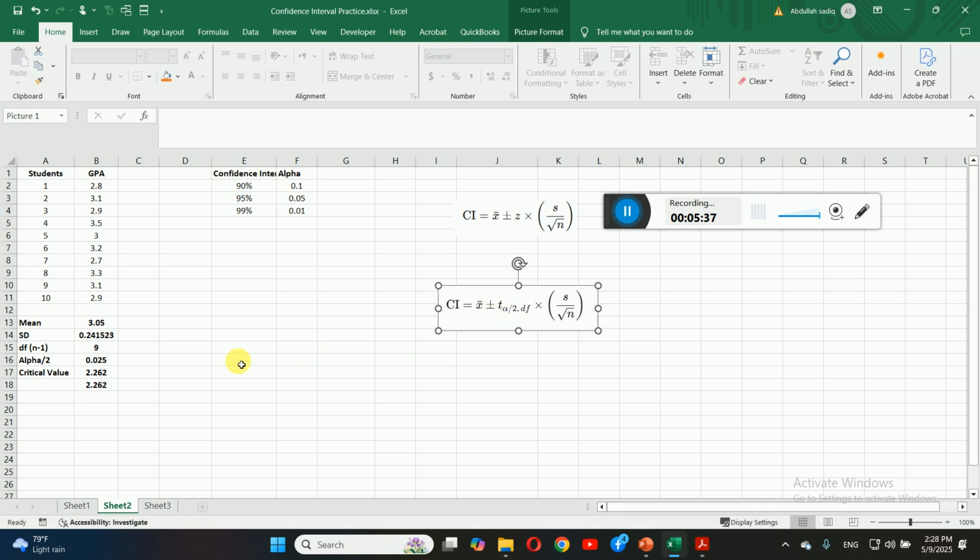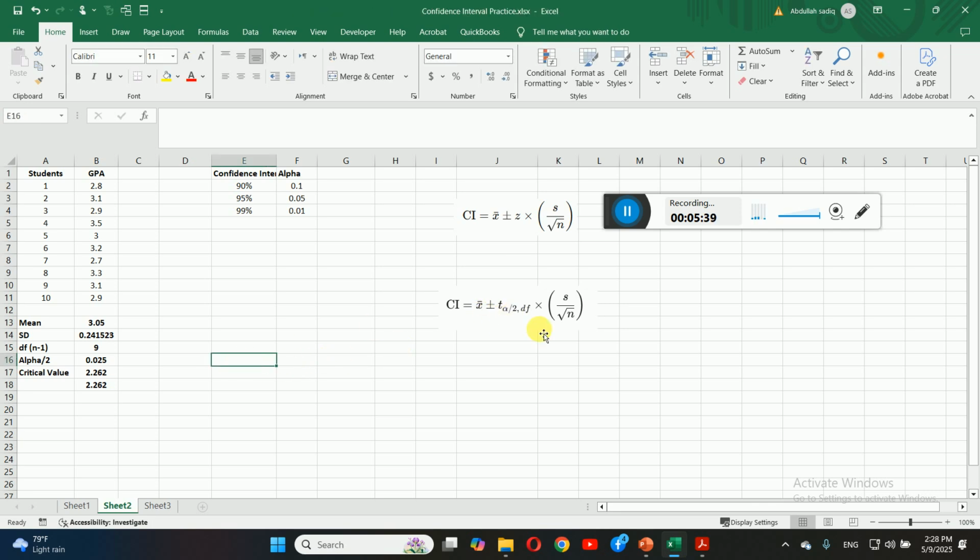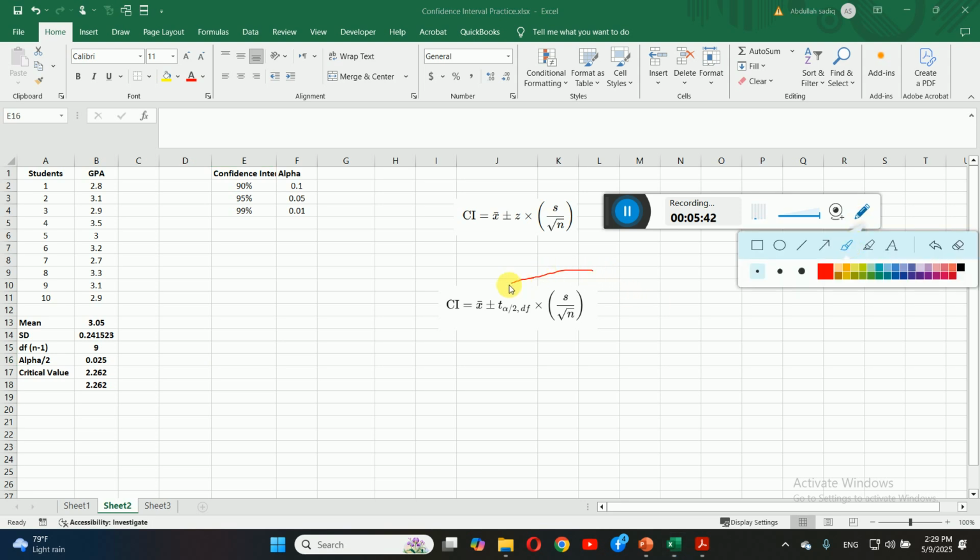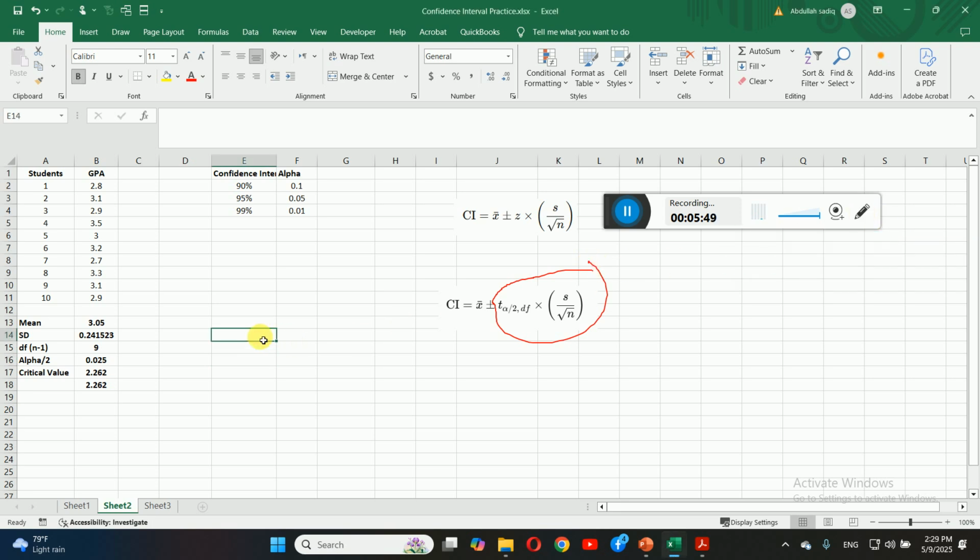We need to find out the marginal error. To make it simple, this whole area is what is called marginal error. How to find the marginal error? First we find out marginal error, then equal sign. If you do it manually and do not use Excel function, then first you have T alpha over 2 degree of freedom, which is the critical value, and we already found it here.